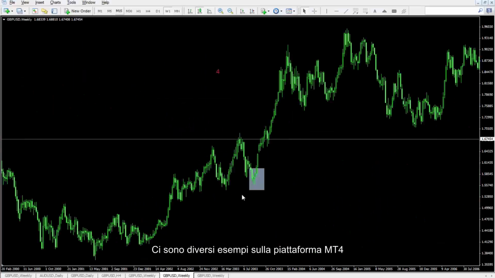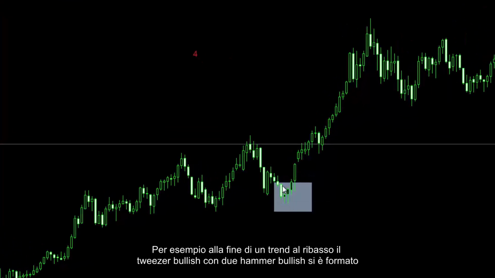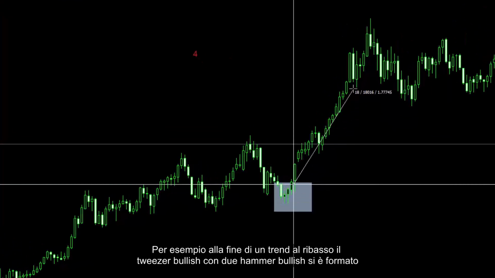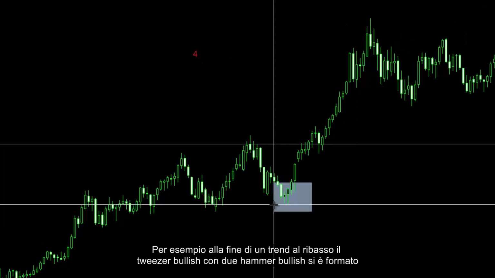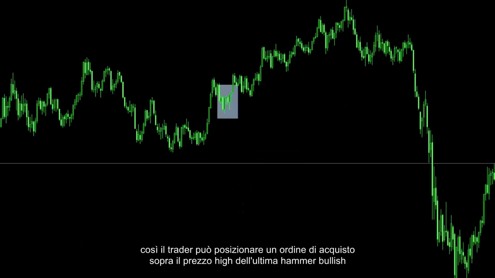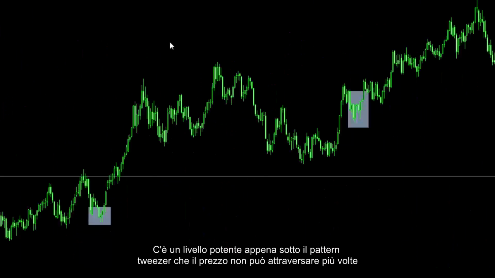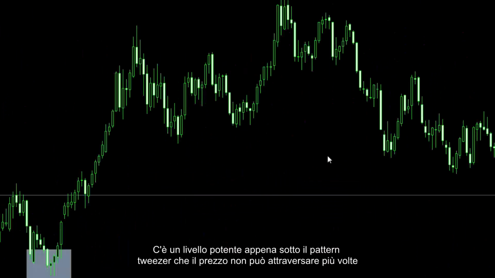There are several examples on the MetaTrader 4 platform. For instance, at the end of a downward trend, bullish tweezers with two bullish hammers has formed. Thus, a trader could place a buy order over the high price of the last bullish hammer. There is a powerful level just below the tweezers pattern that price could not cross several times.